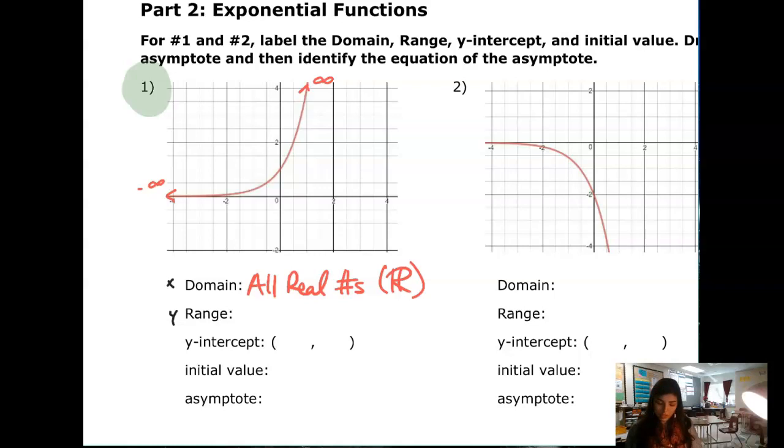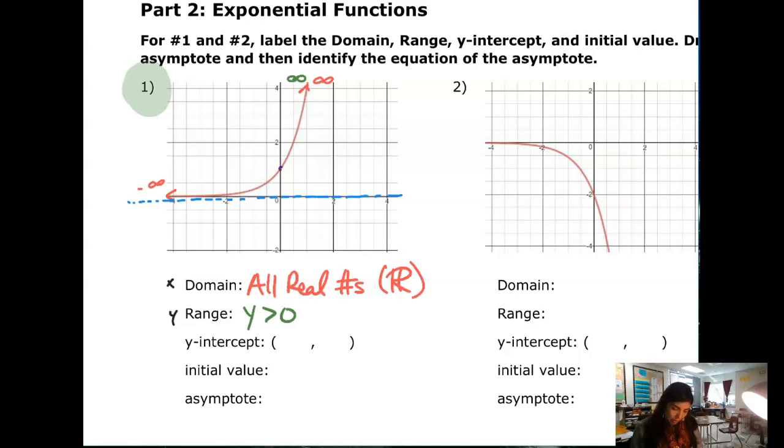Now for the range, if I look at this graph, I know for exponentials that there's a line it can't cross, and that's called the asymptote, which we will talk about later, which means this graph is always going to end about here. So for the range, which is y, I know it can't cross that 0, but if I look up at the top, it's going to go up to infinity. So I have y's from 0 to infinity. And the way we would write that is y is greater than 0. The whole graph is above the asymptote, so it's greater. If it was down here, like number 2, it would be less than 0 because it's all underneath the asymptote.